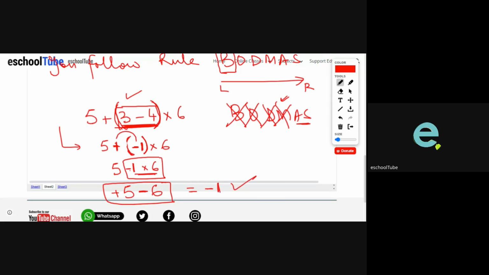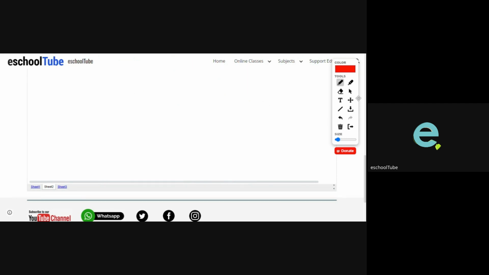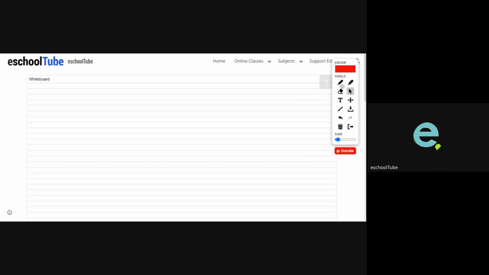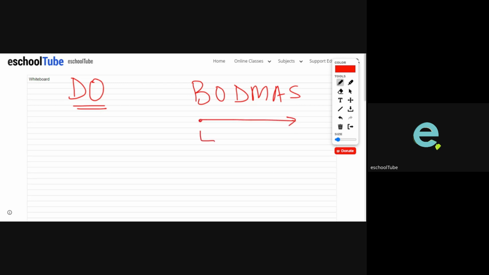So this you should remember always. Whenever you are doing an operation, you have to follow BODMAS, and from left to right. Okay, this you will remember always.